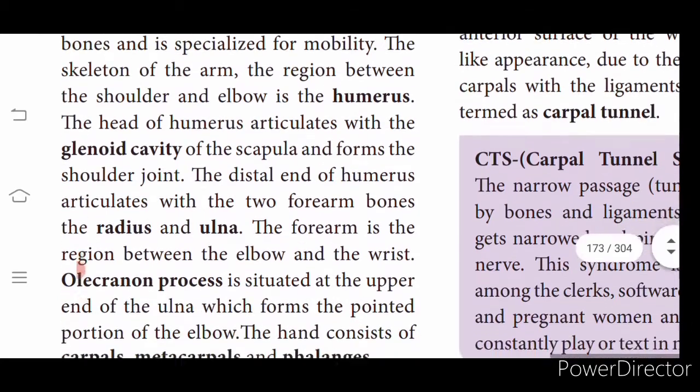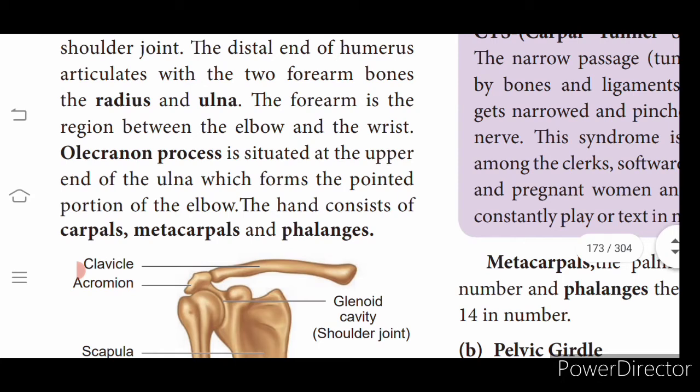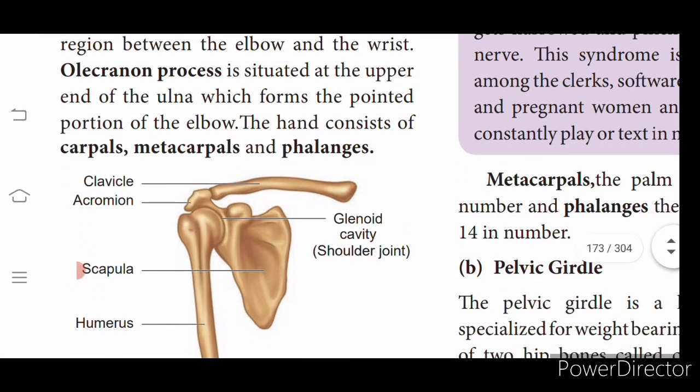It articulates with the glenoid cavity of the scapula and forms the shoulder joint. The distal end of the humerus articulates with the two bones, that is radius and ulna. The forearm is the region between the elbow and the wrist, where we have two bones, radius and ulna. The olecranon process is situated at the upper end of the ulna, which forms the pointed portion of the elbow.